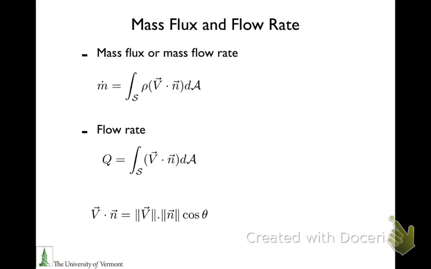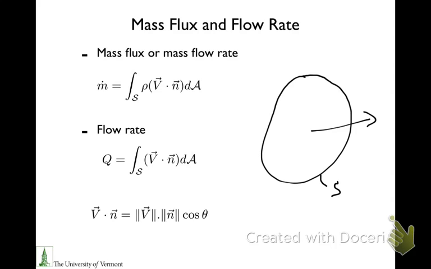for which we defined a surface S with a normal to the surface N and a flow flowing through that surface at a velocity V, and the velocity vector makes an angle theta with the normal vector. So both, as you can notice, the mass flux and the flow rate depend on the scalar product between V and the normal to the vector.